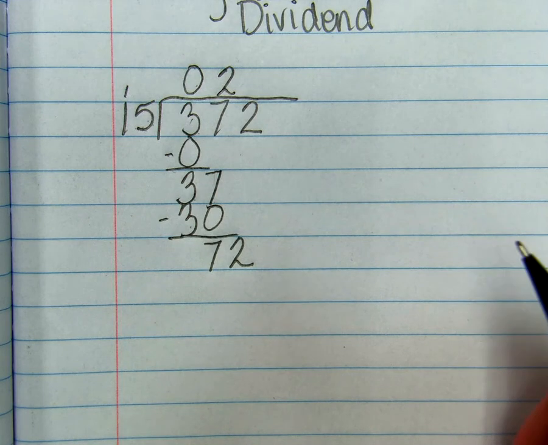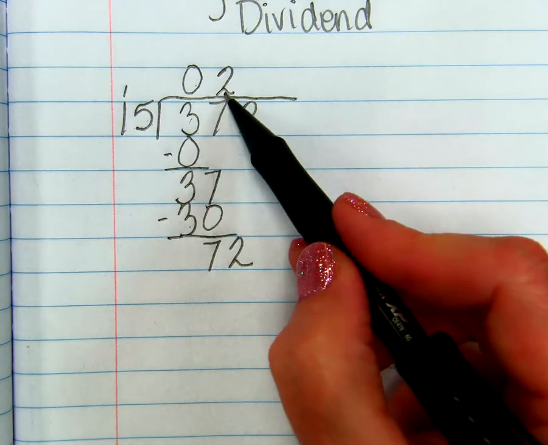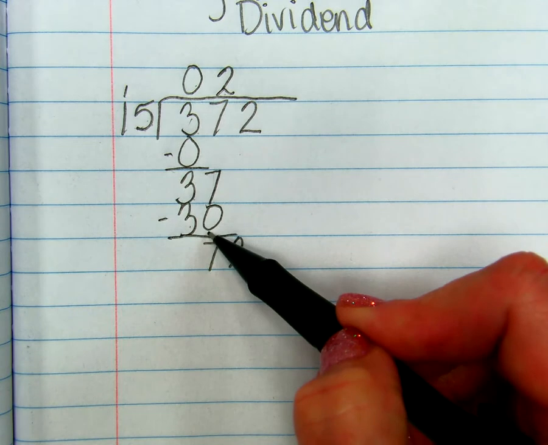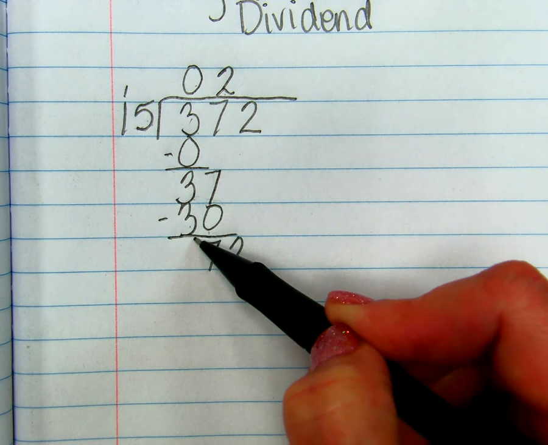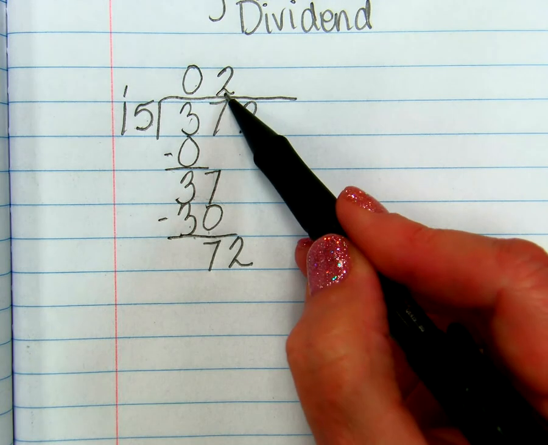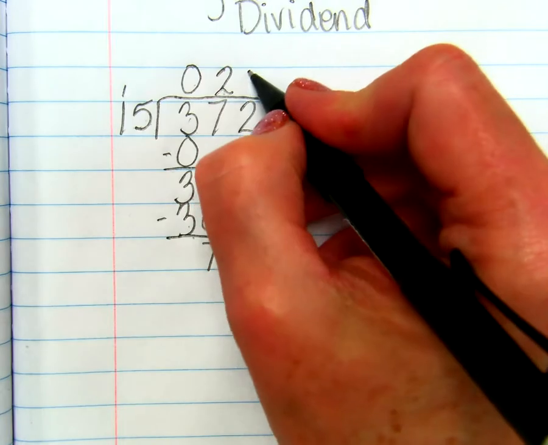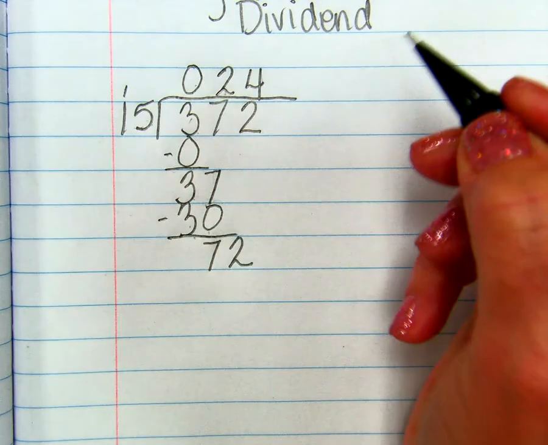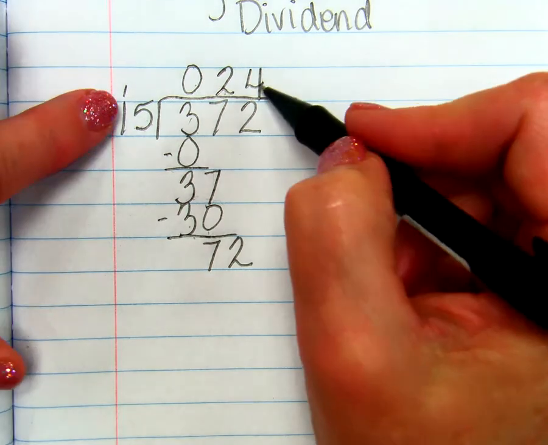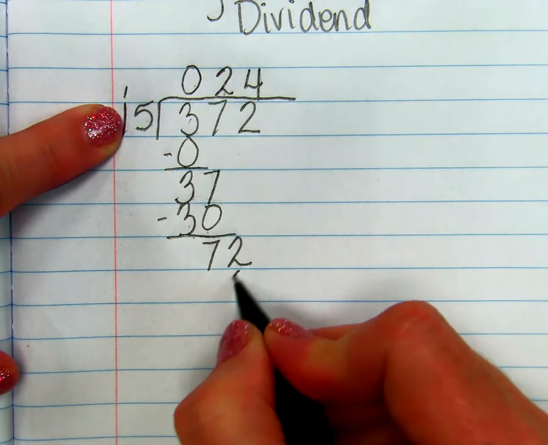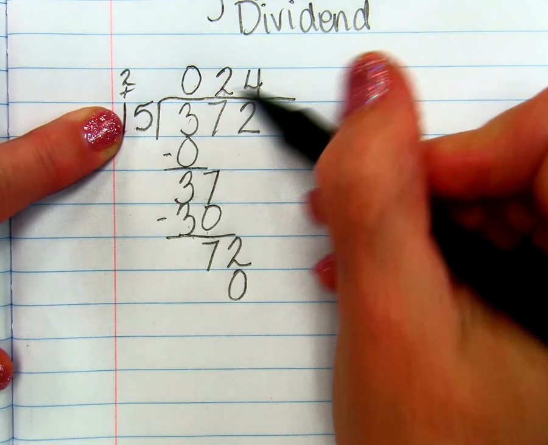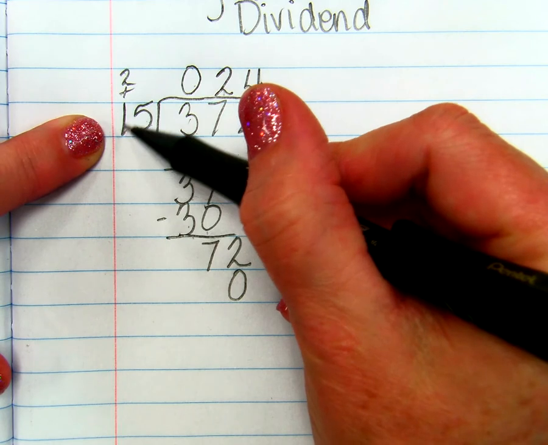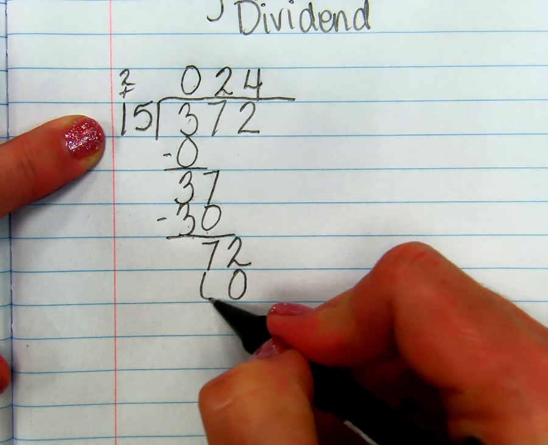Alrighty. So I'm thinking that if 2 groups of 15 is 30, wow, I can double this and get 60. So what is double 2? 2 and 2 is 4. So let's go ahead and put 4 here. Let's multiply. 4 times 5 is 20. Cross that out, carry the 2 over. 4 times 1 is 4, plus the 2 is 6.